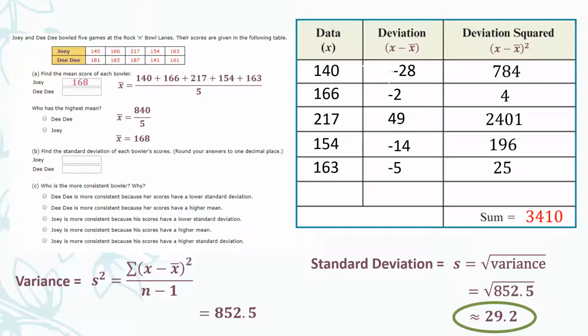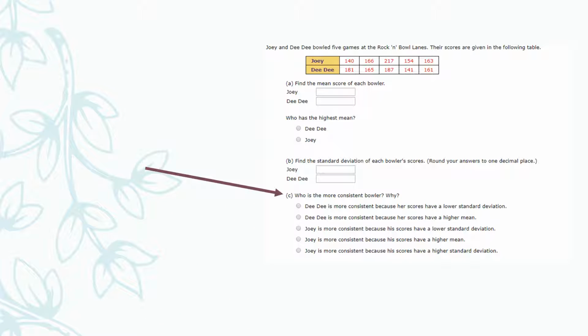The last thing I want to talk about really quickly, because I know this video is getting kind of long, is that last part, who is the more consistent bowler. When we're talking about standard deviation, you're going to get a more consistent data set for the data sets that have lower standard deviations. So the bowler who is more consistent will have a smaller standard deviation. You just pick whoever ends up with the smaller standard deviation, and that is going to be the more consistent bowler.